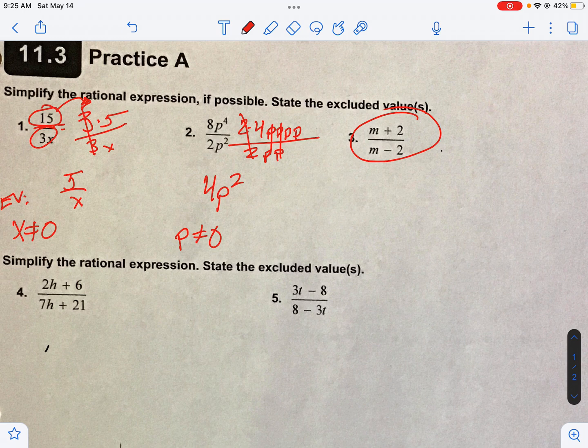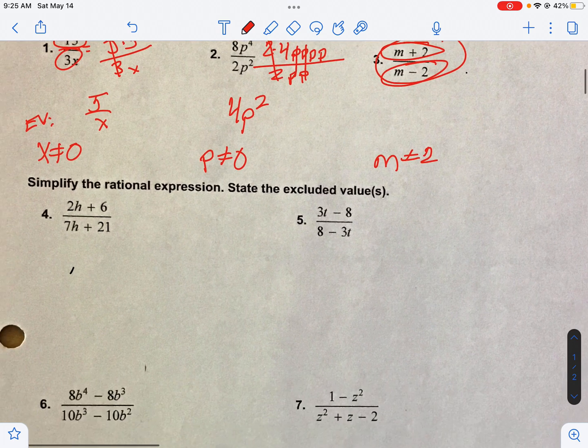Here they're trying to trick you. Here they're trying to say, hey, we can cross off those m's. But remember, if we have addition, m plus something or m minus something, we cannot cross those out. That is not the same. So this would be in simplest form, and m cannot equal positive 2.